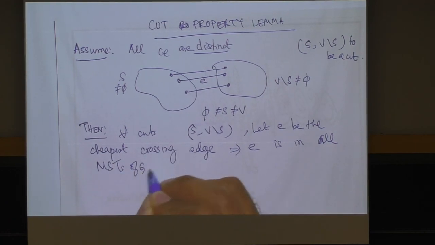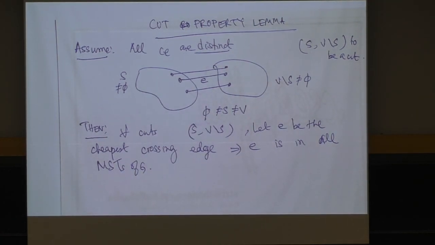That implies e is in all MSTs of G. Now the reason why this is useful in proving correctness of the MST algorithms is what we're going to argue is for Prim's and Kruskal's, every edge that's added by the algorithm satisfies this property. So in other words, what this is giving you is a notion of a safe edge in any algorithm. So what this means is if you can show that every edge that an algorithm adds to its final output is a cheapest crossing edge in some cut, then the algorithm cannot go wrong, right? Because it's guaranteed to be in all MSTs. So in particular, that choice is fine.